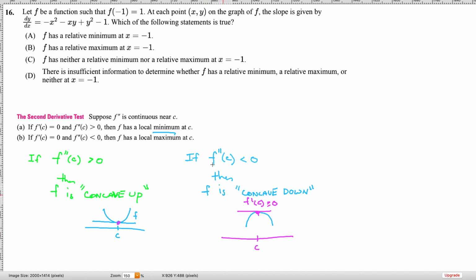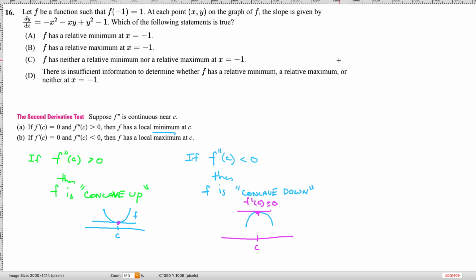So we apply this logic to this problem, because if I plug -1 comma 1 into this derivative, I'll get 0. But now I need to know a little bit more. I need to know whether it's a relative minimum, a relative maximum, maybe it's neither, or maybe the second derivative is 0, in which case you can't say. Then there's insufficient information, maybe it's C or D, you don't know. So let's see what we can get.